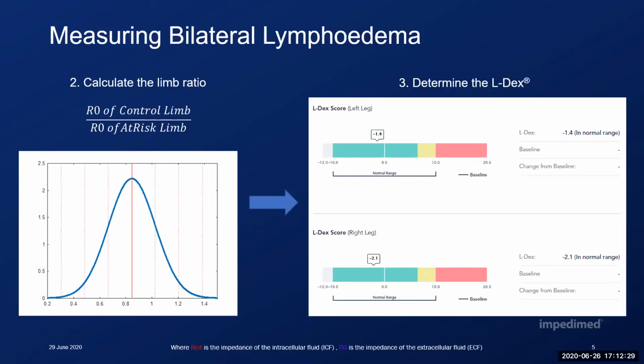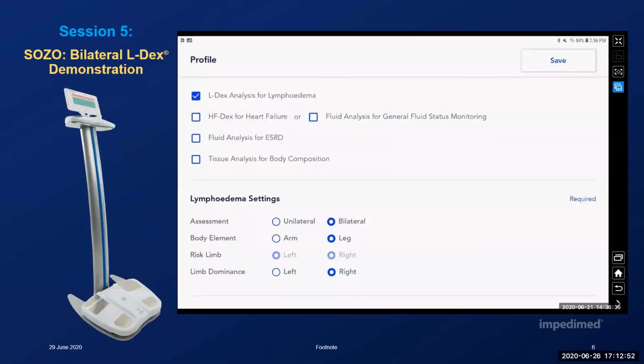That is, plus 10 and minus 10 represent 3 standard deviations above and below the mean, and a shift of 6.5 L-Dex units is a shift of 2 standard deviations. For the bilateral L-Dex scores, 95% of the healthy population will fall between minus 6.7 and 6.7. So let's have a look now at a demonstration of a bilateral measurement.